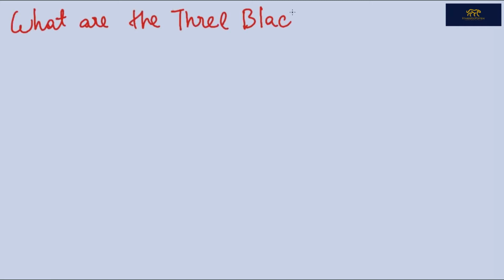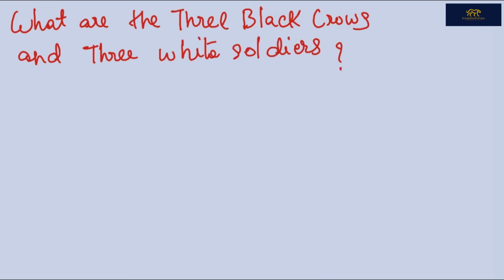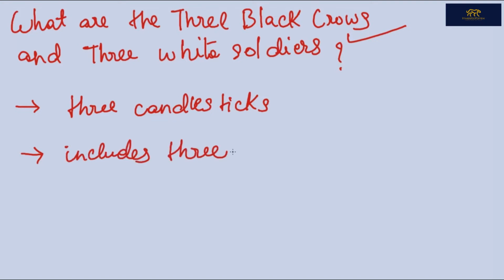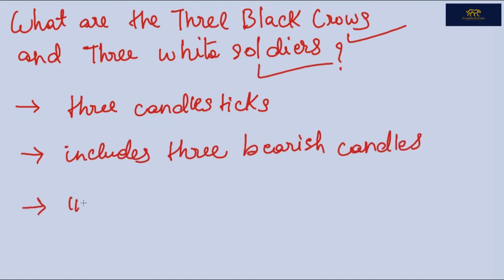What are the three black crows and the three white soldiers? Both of the patterns have three long candlesticks with small wicks or shadows. The three black crows include three consecutive bearish candles, while the three white soldiers include three consecutive bullish candles.